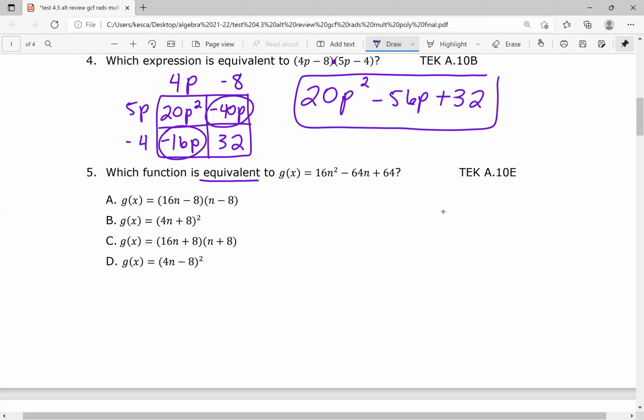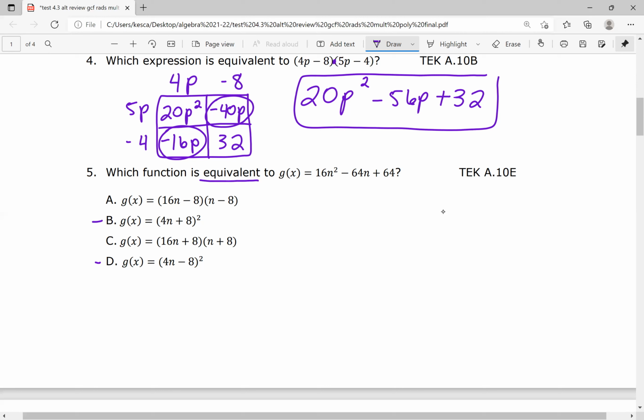And it doesn't really look like we can, because if I do 16n times n, that's 16n squared, and then negative 8 times negative 8, that's positive 64. And yeah, kind of the same thing throughout, right? So the main thing I want you to look at, though, is answer choices B and D, right? Do y'all see how they have like 4n plus 8, and then all of that gets squared? Or down here is 4n minus 8, and that gets squared.